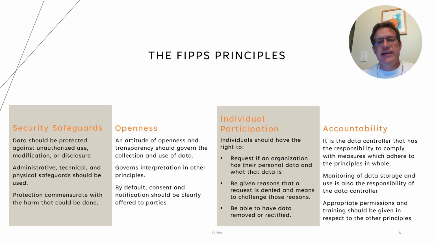The security safeguards principle states that the agency should maintain security safeguards of the data against unauthorized use, modification, including destruction, or disclosure through administrative, technical, and physical means. These safeguards should be commensurate with the harm that could result in the unauthorized use, modification, or disclosure of the data.